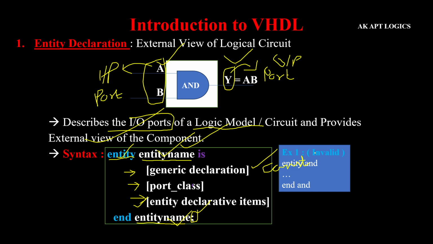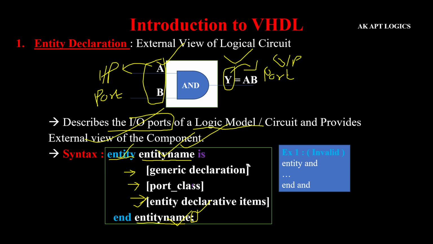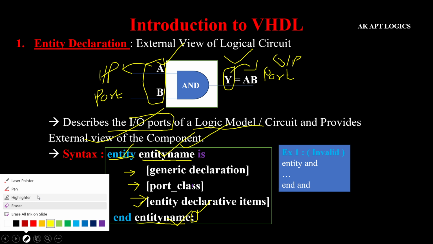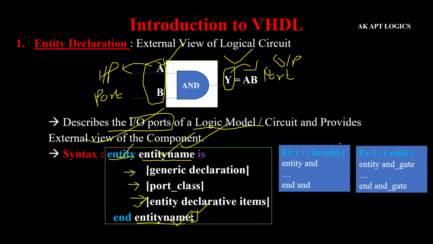Before that, I told you, this is invalid. Let me take the eraser. This is invalid. Why? Because "and" is a keyword. So we shouldn't use it as an entity name. We shouldn't use any keywords as an entity name. This is valid. This is valid. This is invalid.